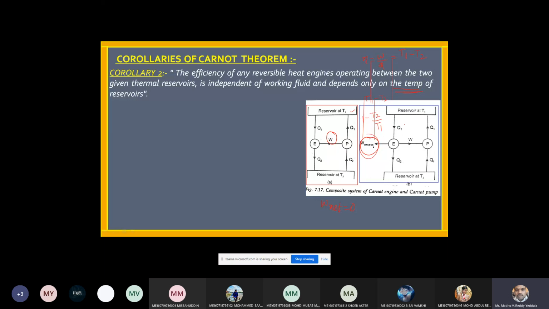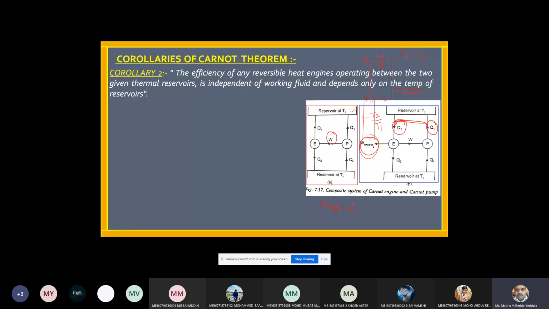Means here, if you see, this is extracting Q1 amount of heat from the reservoir and it is delivering Q1 amount of heat to the reservoir, right? So therefore, there is no net interaction with the high temperature reservoir; it supplies and recovers back the same amount of heat. You can see it is supplying Q1 and recovering back the same Q1. So now I can again bypass this reservoir by coupling these two. Again, this is also a violation of the Kelvin-Planck statement or second law of thermodynamics.